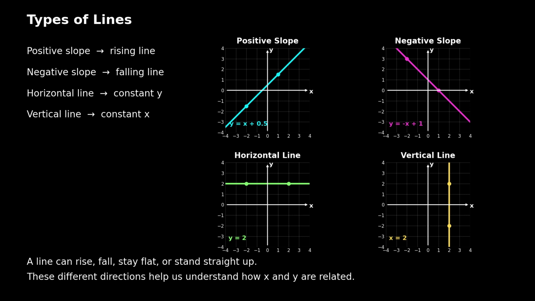Let's see the types of lines. Positive slope is a rising line. Negative slope is a falling line. A horizontal line means constant y. A vertical line means constant x.